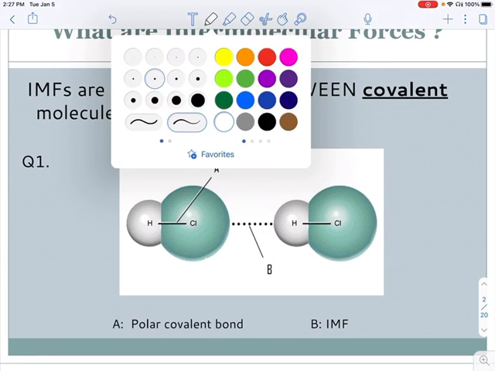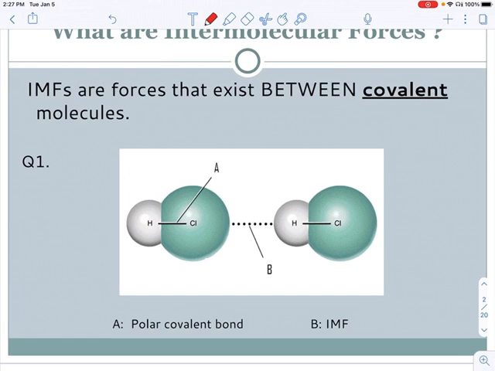If we look at this diagram, we see we have two HCl molecules next to each other, hydrogen chloride, and this dashed line right here represents a force of attraction between the molecules, between the chlorine of this molecule on the left and the hydrogen of this molecule on the right. And this results from the fact that this chlorine is partially negative and this hydrogen is partially positive. So they attract each other.